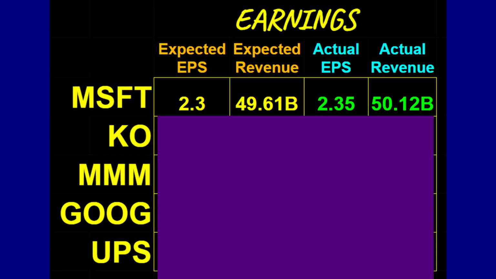Let's start with Microsoft. Microsoft was a big one to report earnings, and this is my biggest holding by far in my portfolio. While it was down in the $230 range, I added massively. Now it's back up to, I believe, over $250 per share. So we'll see here that Microsoft beat on both EPS and revenue. Their expected earnings per share was $2.30. They came in at $2.35. Their expected revenue was $49.61 billion. They came in at $50.12 billion.